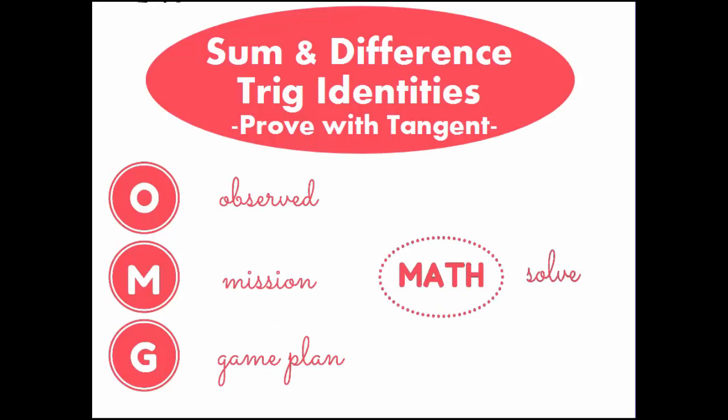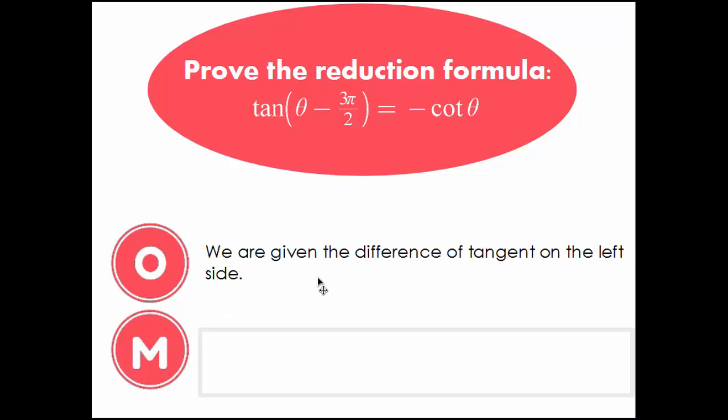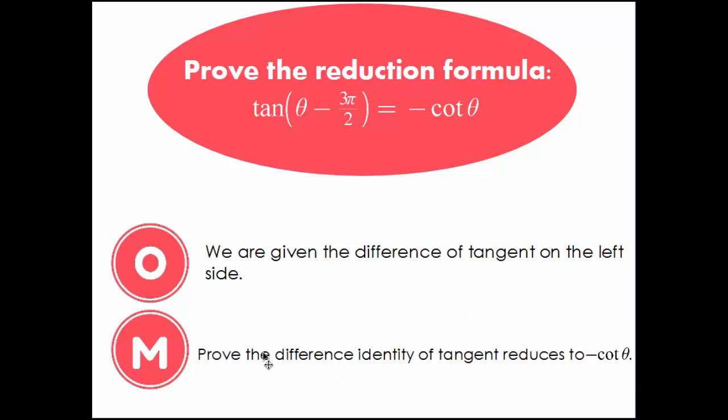The next proof we're going to do is with tangent. So we're given this formula and we're asked to prove that it's true. This is already one of the formulas we have that we know. We're asked to show why it's true using our sum and difference identities. So the first thing I notice on this one is that I'm given the tangent difference identity. My mission is the same as the last problem. I'm going to prove that the difference identity of tangent, this right here, simplifies to negative cotangent.